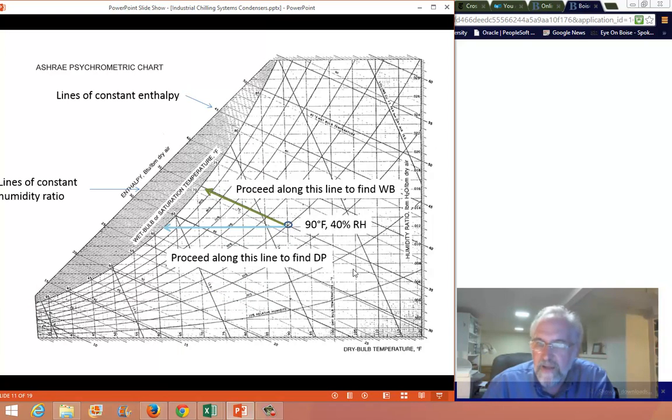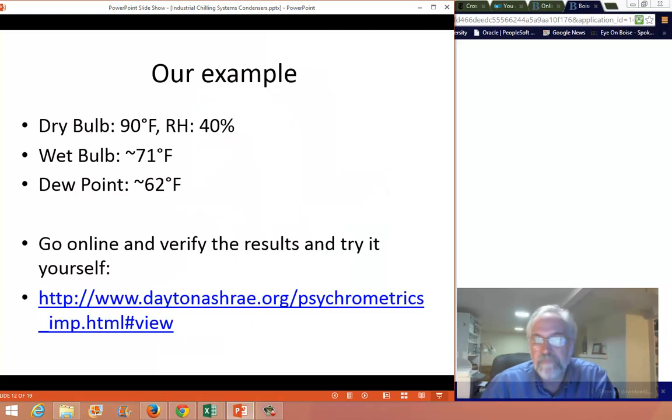But keep in mind a couple things. Wet bulb temperature is going to be higher than the dew point. They're both lower than the dry bulb temperature. And as you get more and more relative humidity in your ambient environment, the three temperatures converge. Okay, so at 100% relative humidity, dry bulb, dew point, and wet bulb are all the same.